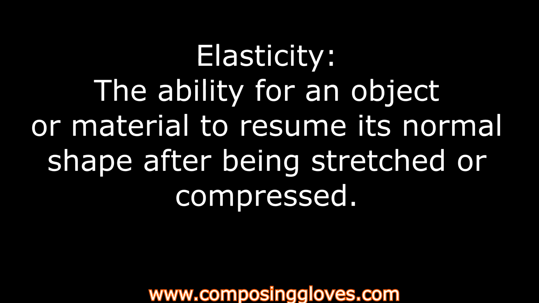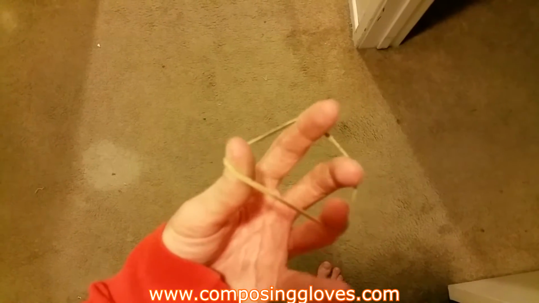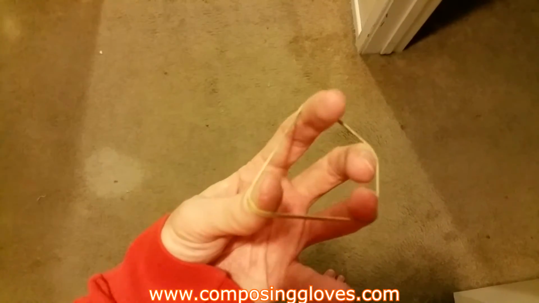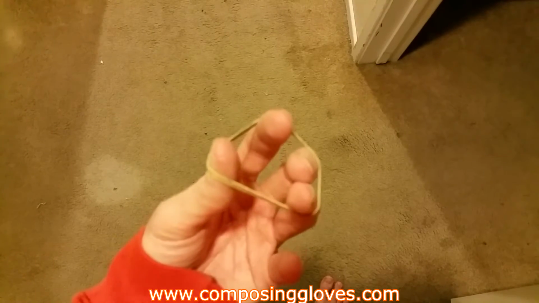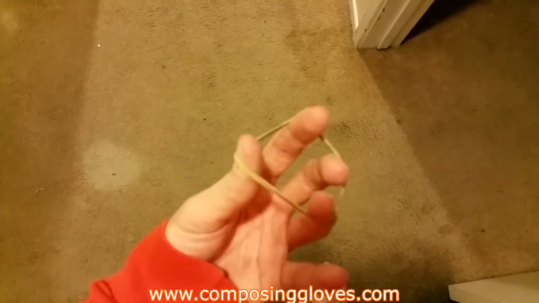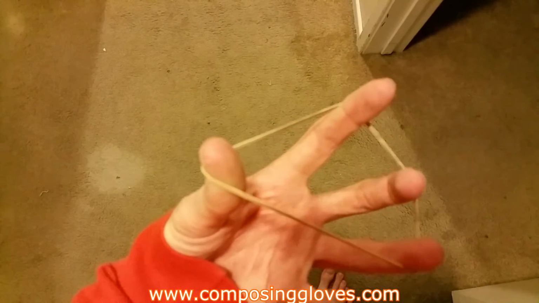Elasticity is the ability of an object or material to resume its normal shape after being stretched or compressed. And a really great example is a rubber band. Though you can stretch it, the rubber band's elastic properties will attempt to return to its original shape. And they will exert a pressure on your hand. Like they're trying to get back to that original shape, yet they're able to be stretched. This property is one of the properties that allows for waves to exist. So this is one of the properties.